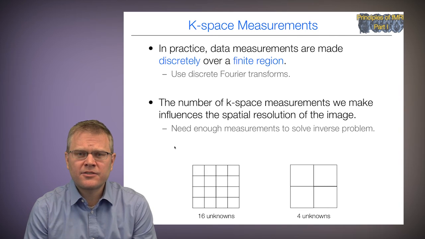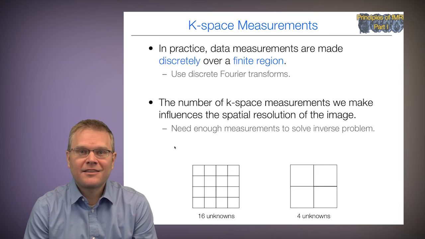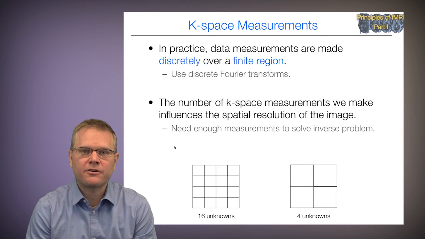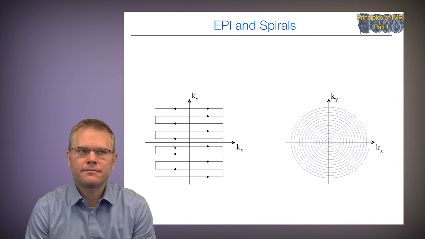So basically, there's a trade-off between the number of k-space measurements I need to make and the spatial resolution. If I wanted to make a 64x64 image, I would have to make 4,096 k-space measurements, and this takes a little bit longer, and so there's a temporal cost in doing this.